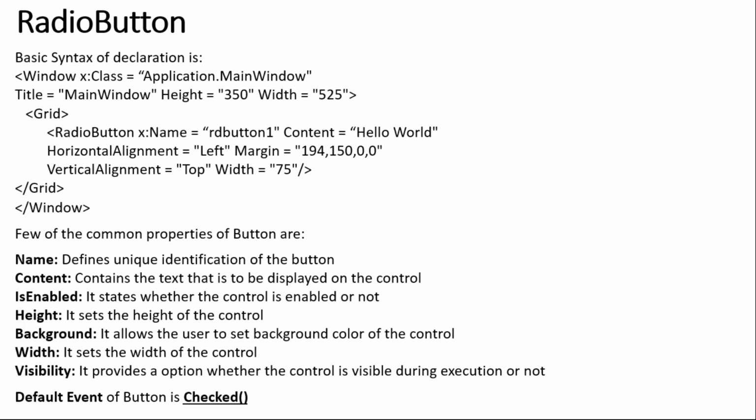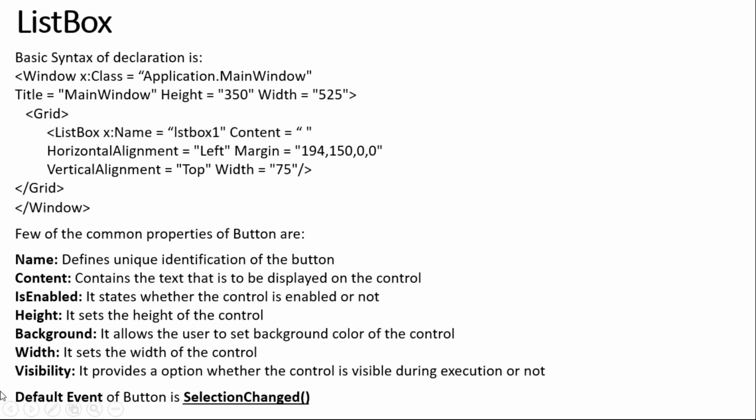Right? So the next control is the list box. Again, the same syntax, same properties, and the default event. In Windows Forms we had selected index changed, and here we have the selection changed event. So just try to remember these events. In Windows Forms it was selected index changed, and here we have only selection changed.